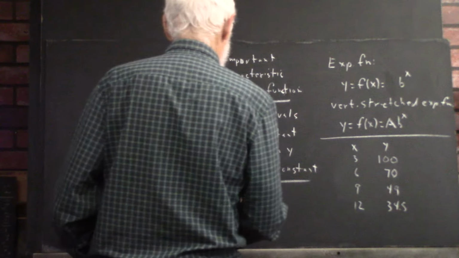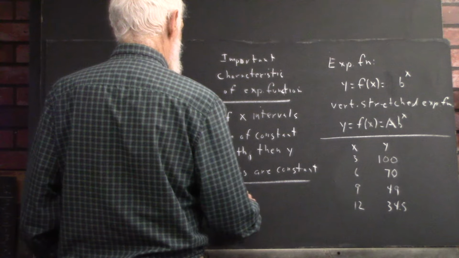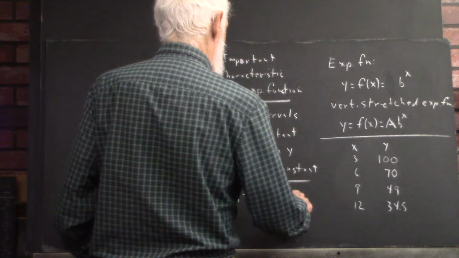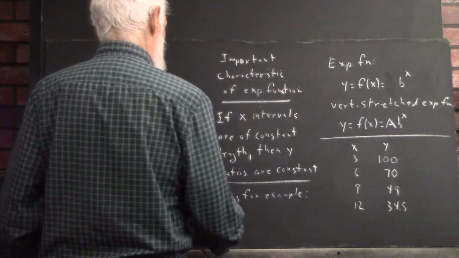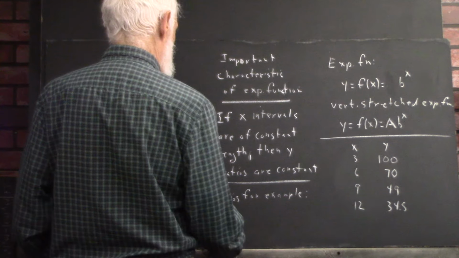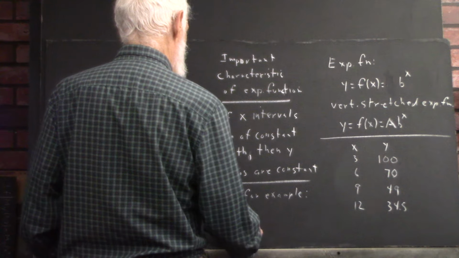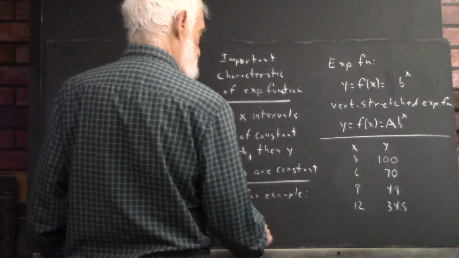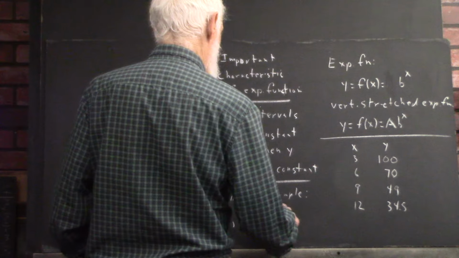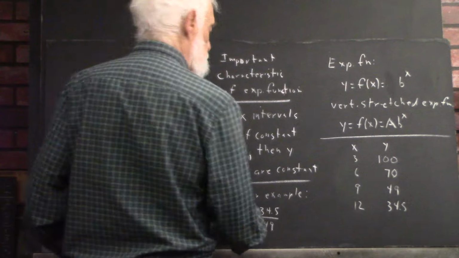So the y ratios here for our example are 70 over 100, badly written, 49 over 70, and 34.5 over 49. Okay, now are these ratios constant?